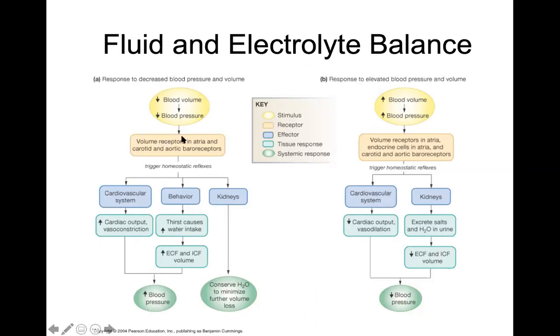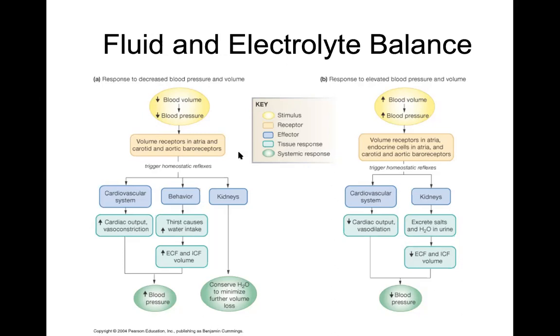Okay, with that volume loss, there are receptors in the atria and carotid and aortic baroreceptors. Don't get confused here. We already talked about some of these volume receptors, right? We talked about the myogenic response 2 lectures ago. If you don't remember that, I'd look that back up. But the myogenic response is when the afferent arteriole can sense how much is coming through and it can constrict or dilate a little bit to regulate the GFR.